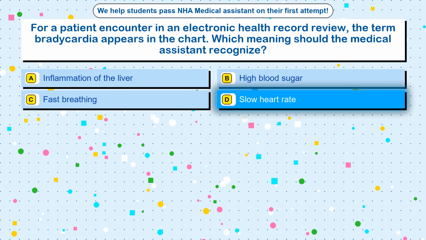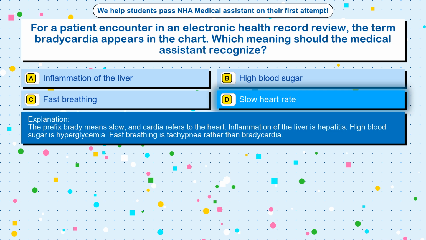The correct answer is option D. Slow heart rate. The prefix brady means slow, and cardia refers to the heart. Inflammation of the liver is hepatitis. High blood sugar is hyperglycemia. Fast breathing is tachypnea rather than bradycardia.